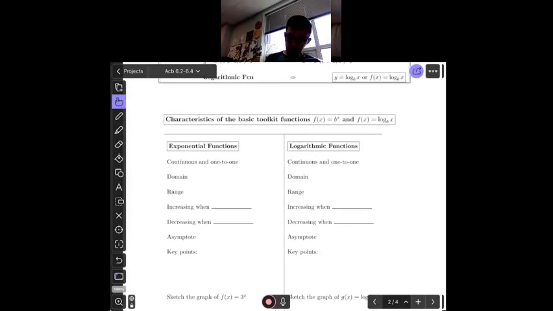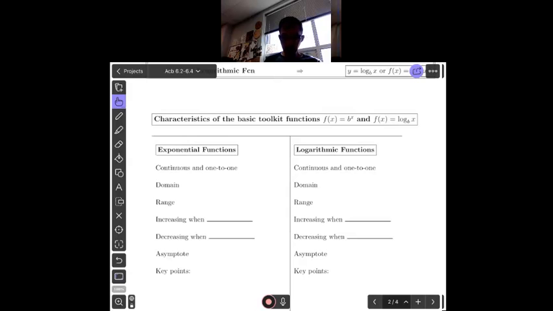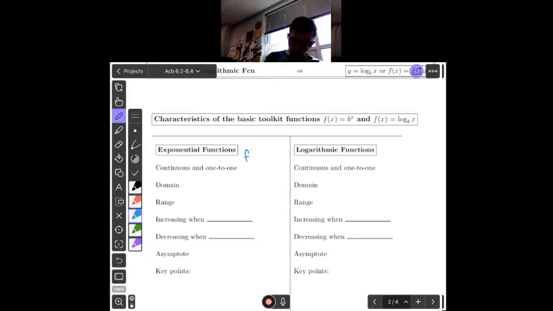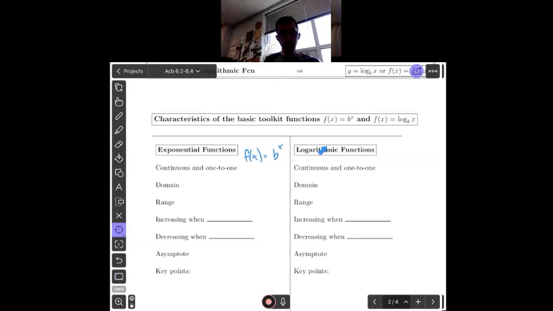We're just going to look at the basic toolkit functions for exponential functions and logarithmic functions, so we get some information about them. If we're talking about f of x equals b to the x, the basic exponential function, it's a continuous and one-to-one function, which means it has an inverse, which of course is important for what we're doing here. Think about plugging numbers into that. We can plug in any number we want.